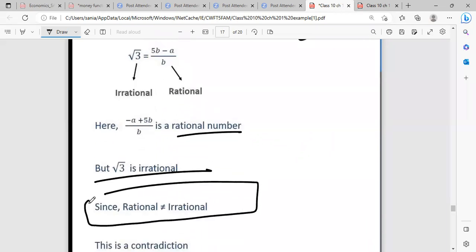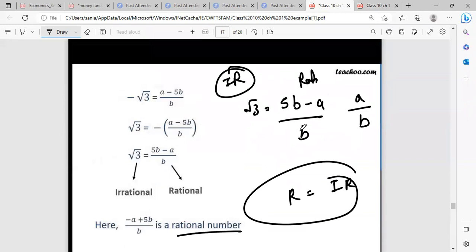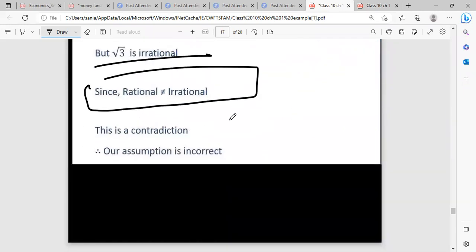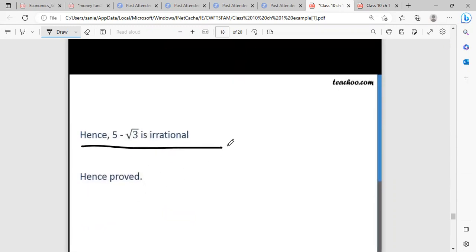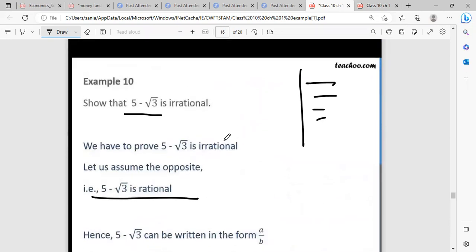So this is coming: one is rational and one is irrational, right? So you cannot say they both are equal. So this is again coming wrong. Why is it coming wrong? This is a contradiction because our assumption is incorrect, right? So hence 5 minus under root 3 is also irrational, hence proved. Clear? Yes. Okay. Quickly write it down.